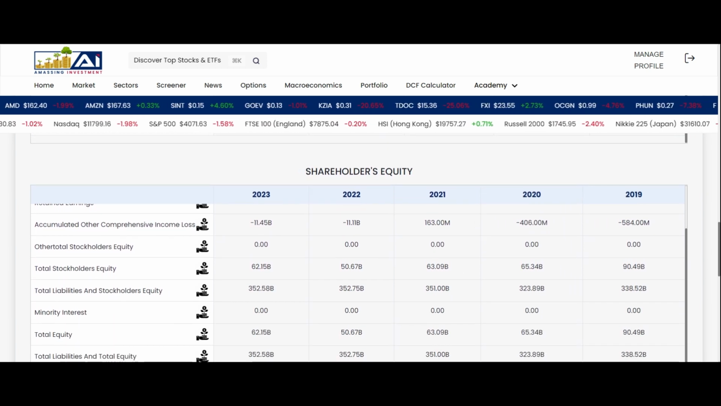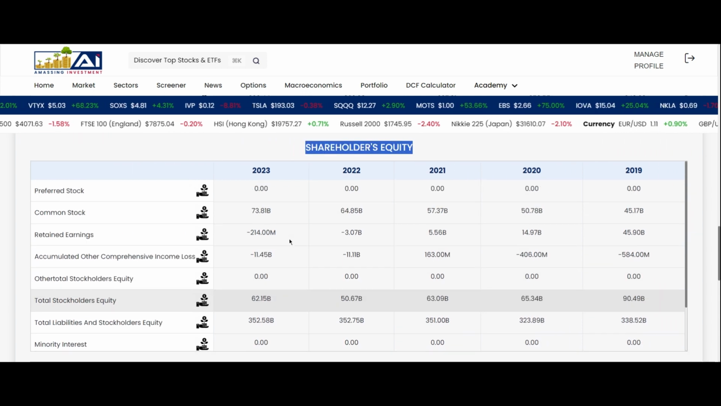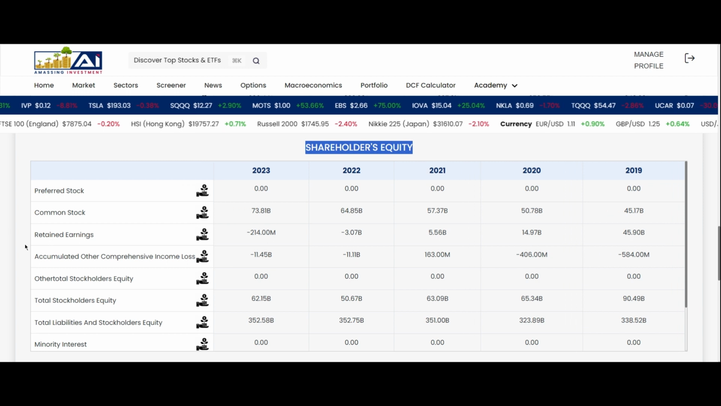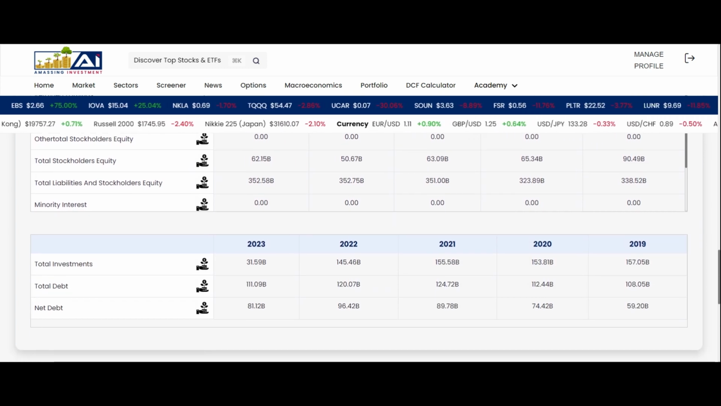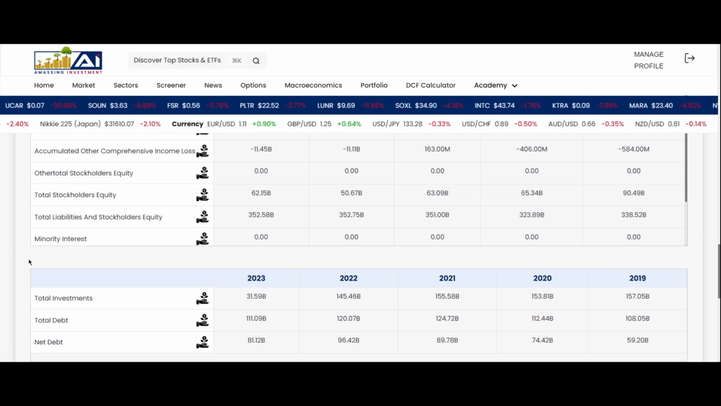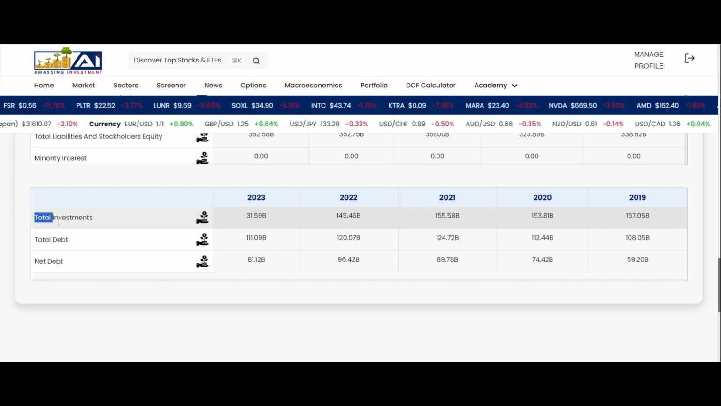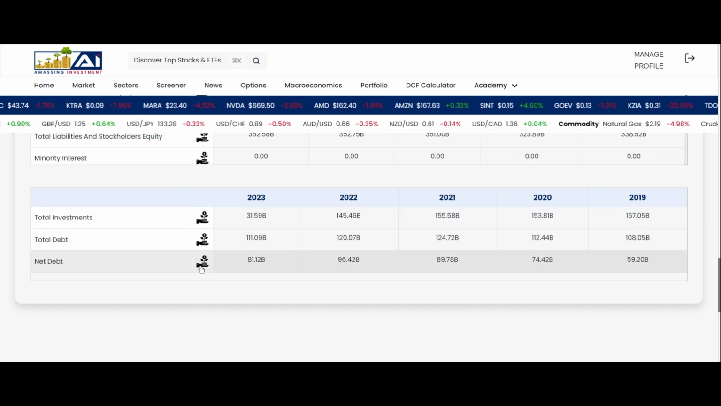The shareholders' equity section, nestled between assets and liabilities, represents the residual interest in AAPL's assets after deducting liabilities. It's a critical measure of the company's net worth. At the bottom of the balance sheet, we also spotlight total investments, total debt, and net debt, offering a comprehensive view of AAPL's financial commitments and investment strategies.